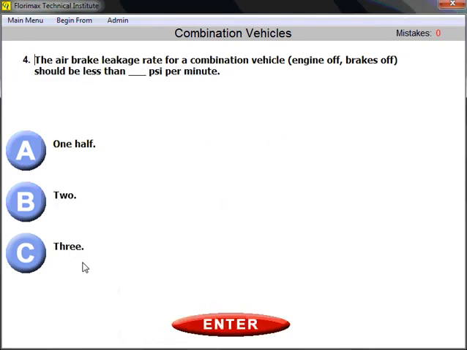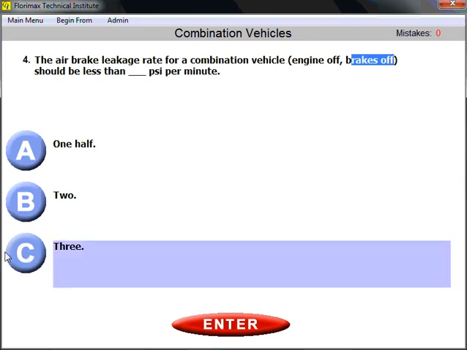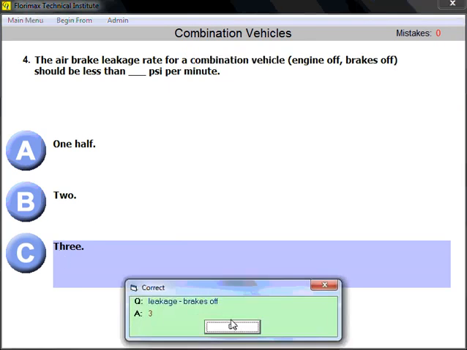Question number 4. The air brake leakage rate, for a combination vehicle with the engine off and the brakes off, should be less than how many psi per minute? And here it is 3. With the brakes off, the leak for a combination vehicle should not exceed 3 psi per minute. 3 with the brakes off.